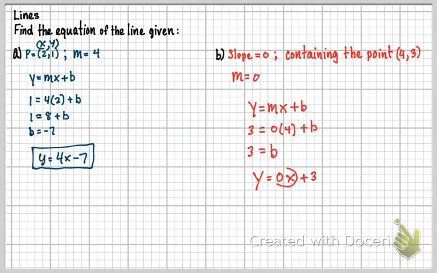So now what happens here is, what's 0 times x? 0. For any x, it wouldn't matter what it is. So this is really y equals 3. This is my answer for this one.